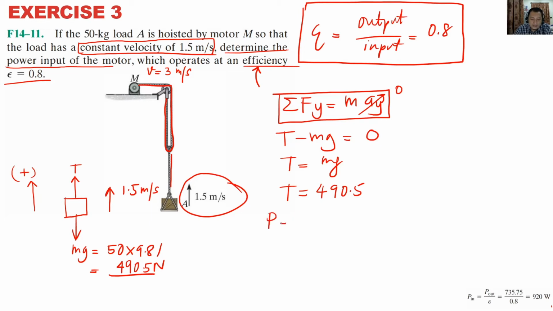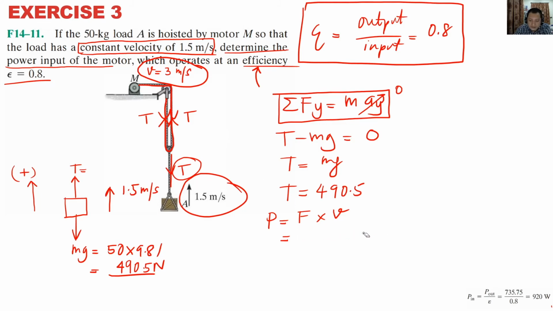So what do we want? Power required is force times velocity. 490.5, you have to multiply by the motor's speed, which is 3. No. If you look at the motor's speed, it goes like this. T, here it has become 2T. It splits into 2T. T, T. This one is T. If this is T, this is actually half T?